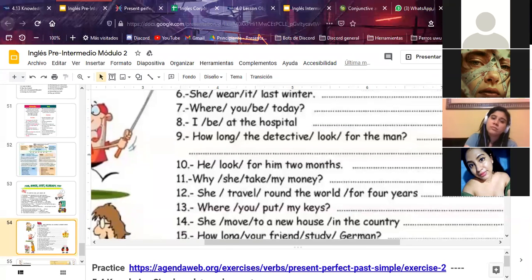Good. So remember that we're going to use those words as well. Present perfect and for, since, already, yet, anything like that. Okay, number seven. Where have you been today? Where have you been today? Good. Number eight.